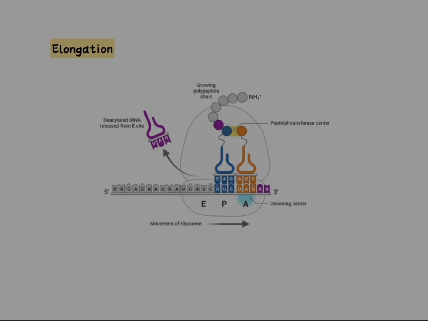The second step is transpeptidation. This step is conducted by the peptidyl transferase enzyme. This is a very important enzyme in the translation process, and in bacteria it is encoded by the 23S rRNA of the 50S ribosome, and in eukaryotes it is encoded by the 28S rRNA of the 60S ribosome. So in the transpeptidation process, what happens? The peptide bond between the amino acid present in the P site and the amino acid present in the A site is formed by the peptidyl transferase enzyme, and hence the polypeptide chain will start to form. And the third step is the translocation process.